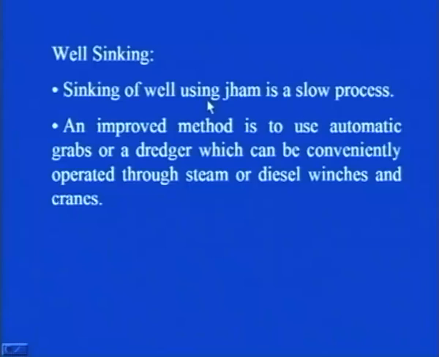Sinking of a well using a jham is a slow process. When you use the jham, every time you lower it, it gets filled with soil, and then you have to take it out, empty it, and lower it again. So, that makes it a very slow process. An improved method is to use automatic grabs or a dredger, which can be conveniently operated through steam or diesel winches and cranes. These involve less manual effort and are more mechanical in nature, so they enhance the process of sinking of wells.